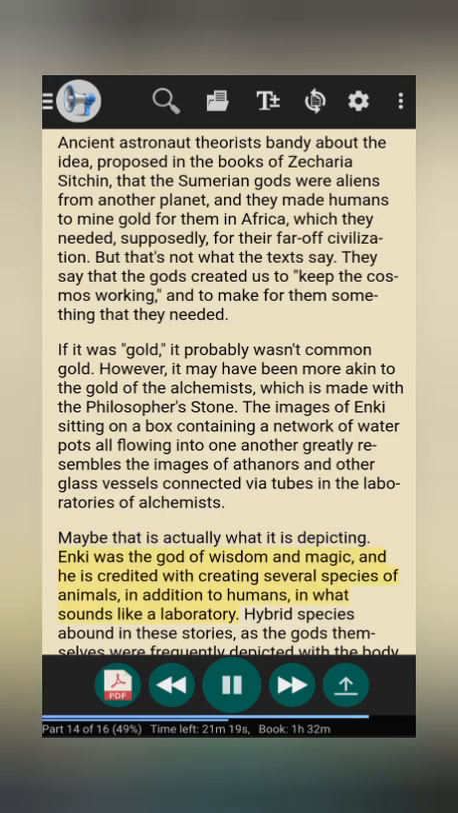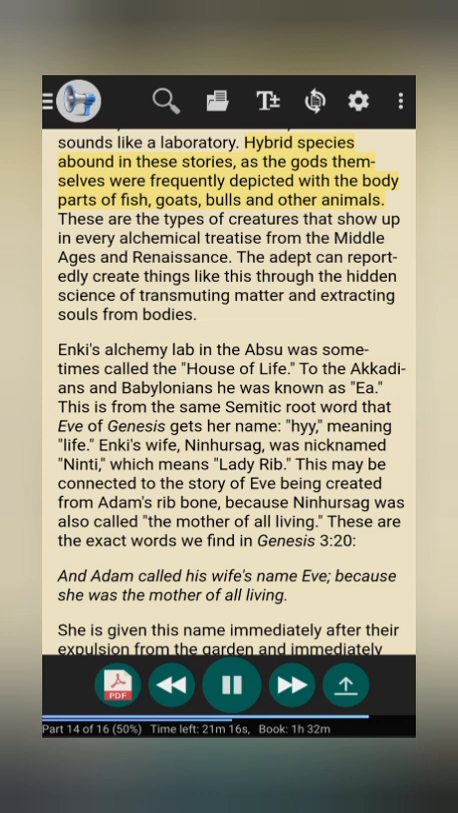Enki was the god of wisdom and magic, and he is credited with creating several species of animals, in addition to humans, in what sounds like a laboratory. Hybrid species abound in these stories, as the gods themselves were frequently depicted with the body parts of fish, goats, bulls, and other animals. These are the types of creatures that show up in every alchemical treatise from the Middle Ages and Renaissance. The adept can reportedly create things like this through the hidden science of transmuting matter and extracting souls from bodies. Enki's alchemy lab in the Absu was sometimes called the House of Life.